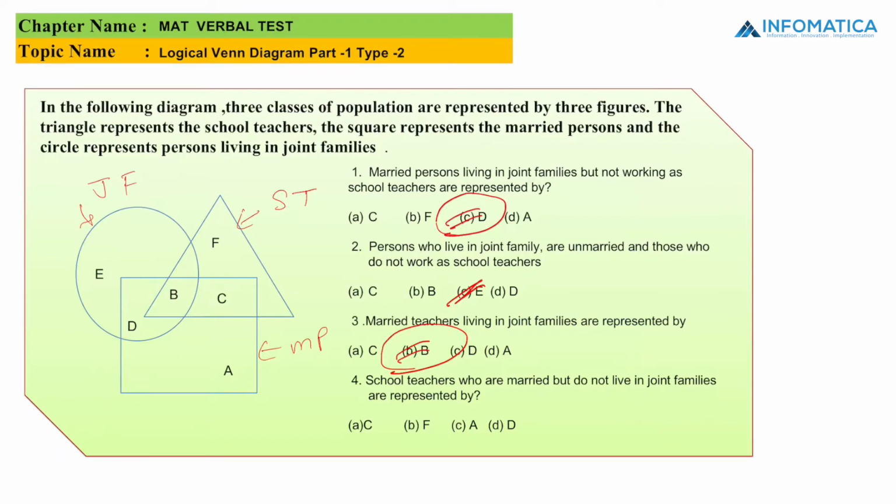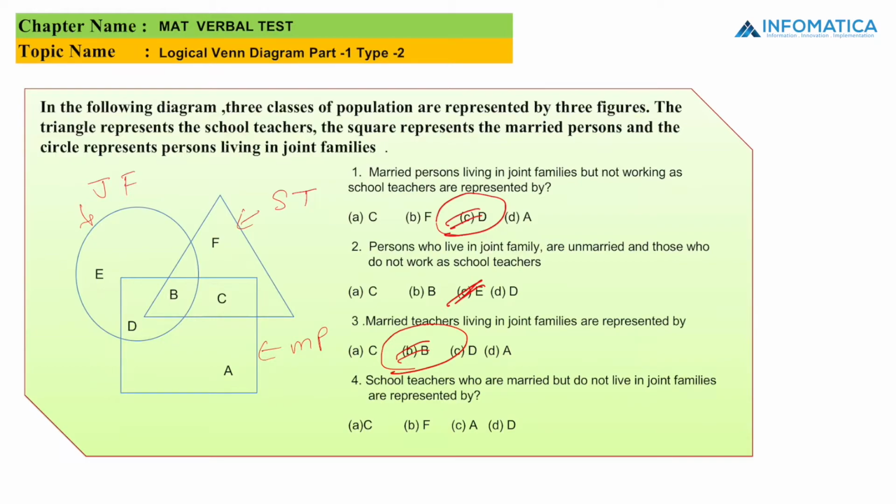Now let us look at the next MCQ. It says school teachers who are married but do not live in joint families are represented by. First thing, we know that school teachers are represented by a triangle. So in a triangle, I'm having three letters. Which are those three letters? They are B, F, and C.